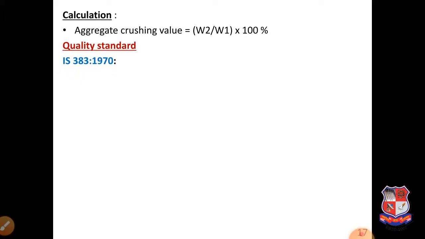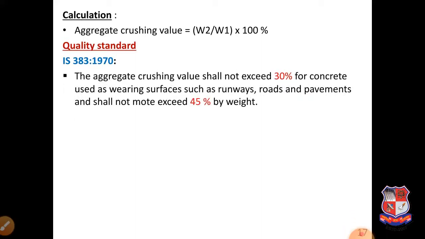According to Indian Standard 383 1970, the aggregate crushing value shall not exceed 30% for concrete used as wearing surfaces such as runways, roads and pavements, and shall not exceed 45% by weight for other than wearing surfaces.